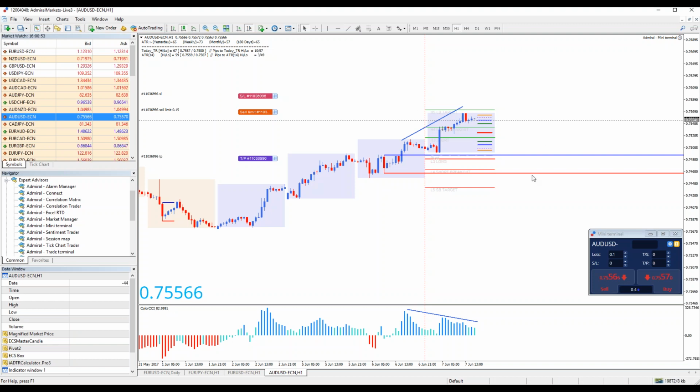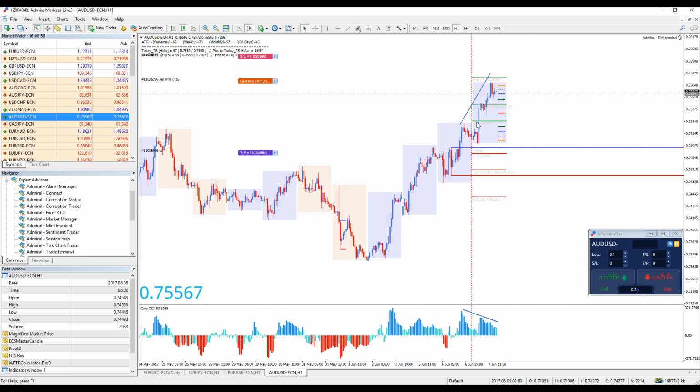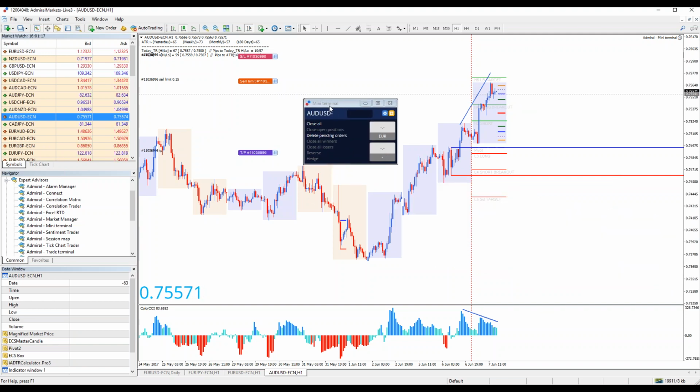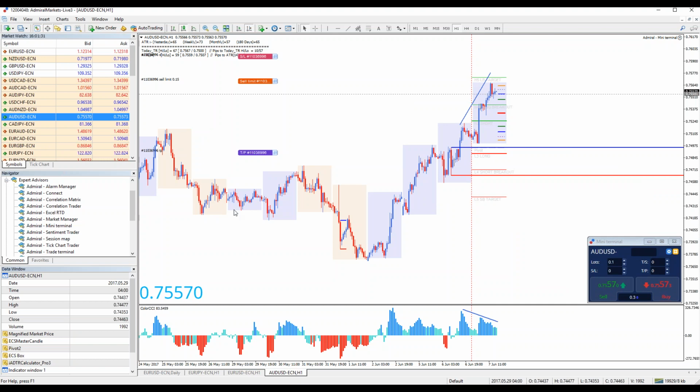Also, I think it should be a correction. On this pair, we have 4 consecutive bullish days. So let's see, if it gets rejected from there, we could actually make some profits. Here, guys, if you click here, you will see very, very good things with this terminal. Close all, delete pending orders, close open position, close all winners, close all losers, reverse hedge. You have very, very good options with this mini terminal.